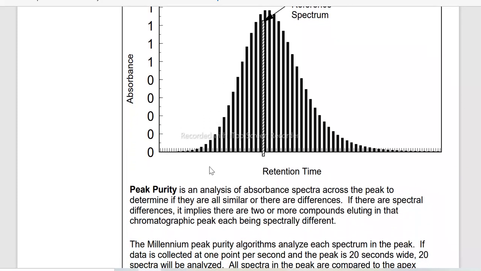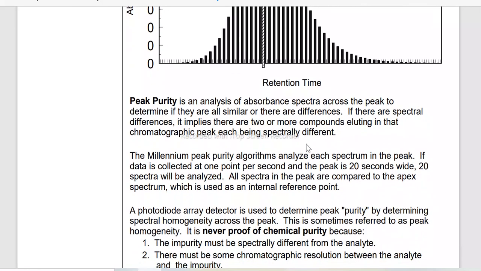Peak purity is an analysis of absorbance spectra across the peak to determine if they are all similar or there are differences. If there are spectral differences, it implies there are two or more compounds eluting in that chromatographic peak, each being spectrally different. The Millennium Peak Purity algorithm analyzes each spectrum in the peak. If the data is collected at 1 point per second and the peak is 20 seconds wide, 20 spectra will be analyzed. All spectra in the peak are compared to the apex spectrum, which is used as an internal reference point. What does it mean?